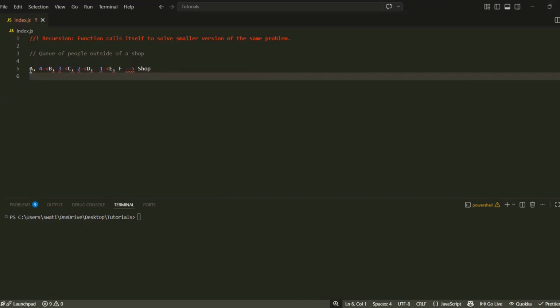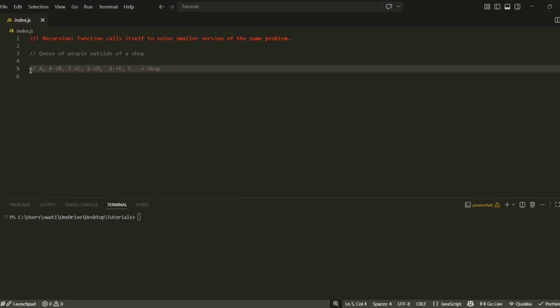So this is one example of recursion, you can say. Whatever question was asked from A to B, the same question was asked from B to C. And the same thing was done by C and D and E, right? So this is recursion in real life, okay?